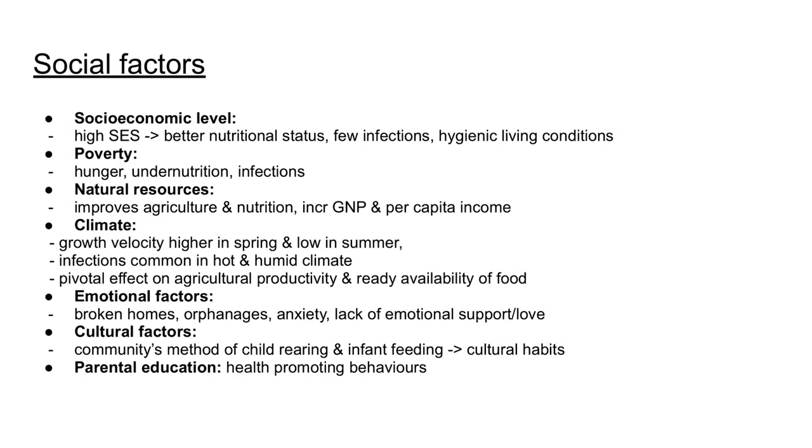Social factors. Socioeconomic level. Now, high socioeconomic status indicates better nutritional status, fewer infections, and hygienic living conditions. Poverty indicates hunger, undernutrition, and higher risk for infections. Now, if there are natural resources available, it improves agriculture and nutrition of the region, and this increases the gross national product and per capita income of the family.